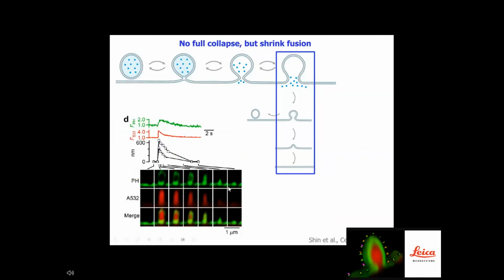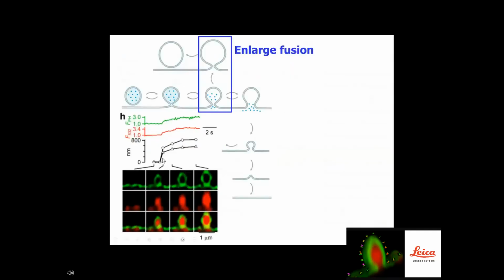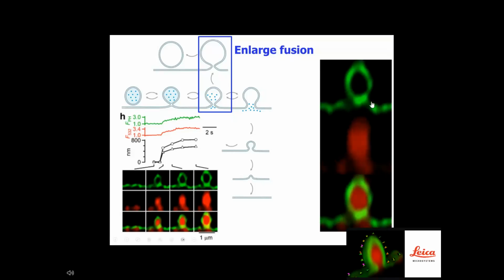I'll show you another example, because this is so striking. So I'm going to show you another example of the string fusion. Okay. Sometimes the vesicle decided to enlarge instead of shrinking, as shown here in this example. And here I'll show you a real-time video of this enlarged fusion. So the vesicle fuses, then it slowly enlarges instead of shrinking.